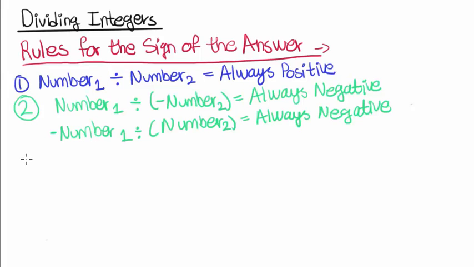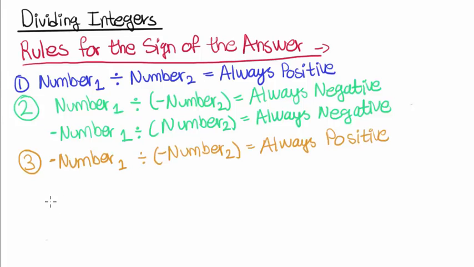The third and the last rule tells me that if I'm dividing two negative numbers with each other, then my answer will always be a positive. So now that you understand the rules for the sign of the answer when it comes to dividing integers, I would just like to go over a few common notations that are used in textbooks and standardized tests and pretty much everywhere else when it comes to dividing integers together.